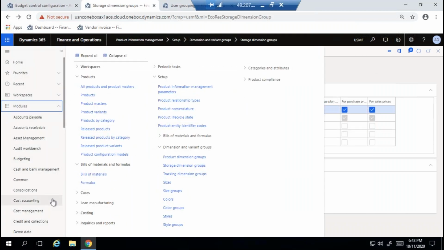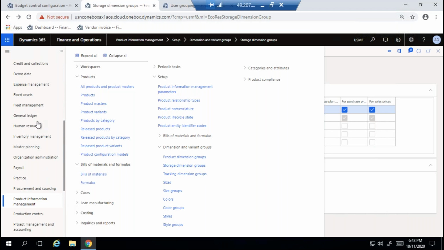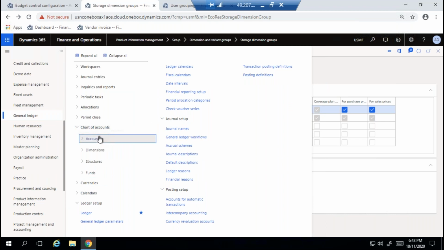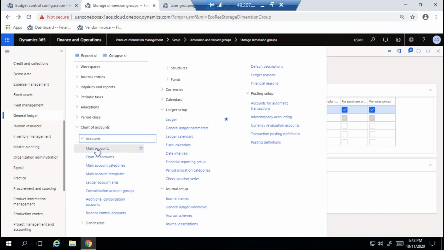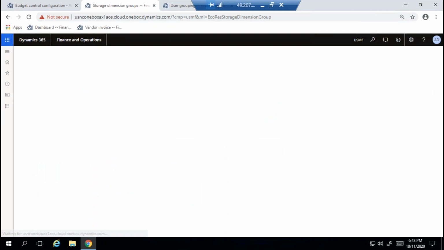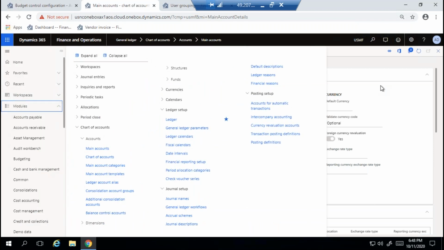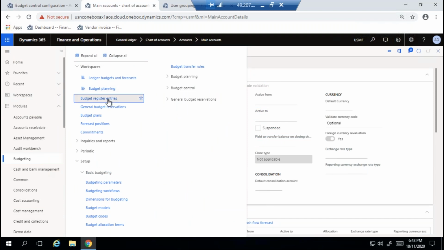If you go to general ledger, chart of accounts, there are two functions: main accounts and chart of accounts. Main accounts belong to your company. Chart of accounts belongs to all legal entities. For your company, this is a chart of accounts. And for these ledger accounts, we have budget register entries.